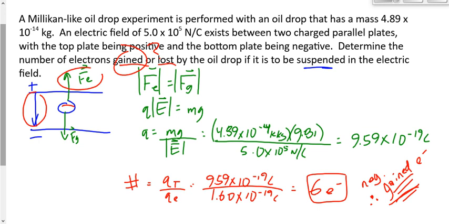We know that there's an electric field pointing downward from the top plate to the bottom plate because the top plate was listed in the question as being positive. We know that we have an electric force upward. It has to be upward, otherwise we wouldn't have this charged particle being balanced, being suspended. If the electric force is upward and the field is downward, then it must be a negative particle.